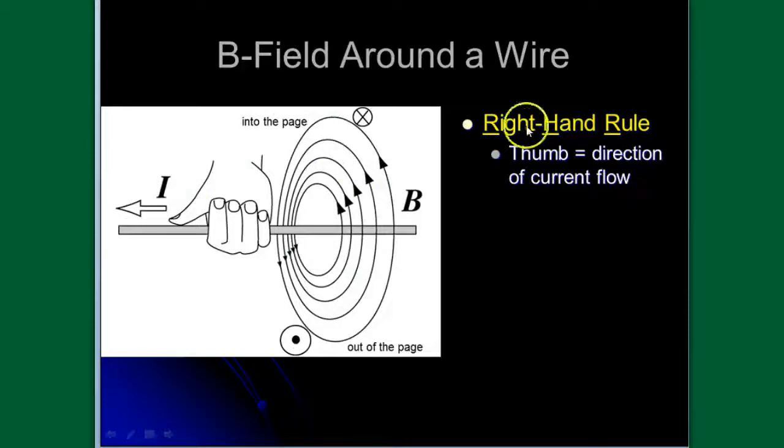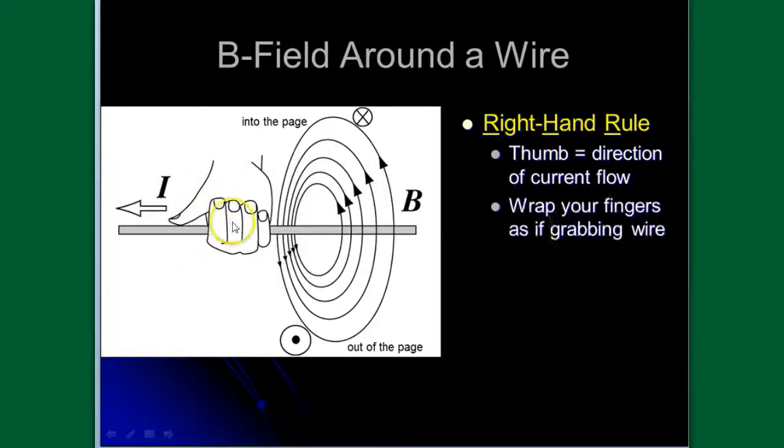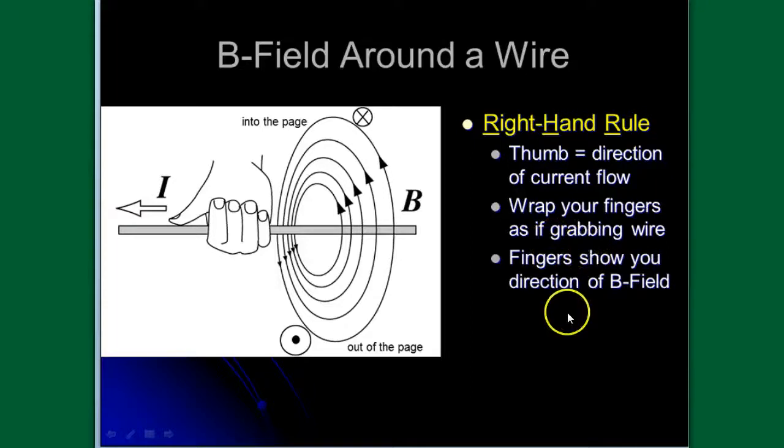So in this right-hand rule, the thumb represents the direction of current flow as is shown here. You wrap your fingers around your pen or whatever it is as if you're grabbing a wire, and if you do that, your fingers are now showing you the circular direction of the magnetic field. As you can see in this picture, this magnetic field in this wire is going into the page at the top, and then it comes back around and comes back out of the page at the bottom. It's a circular magnetic field around that wire.